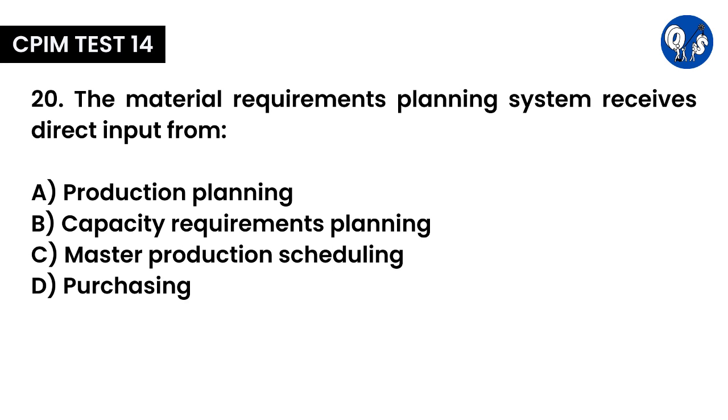Question number 20. The material requirements planning system receives direct input from A. Production planning, B. Capacity requirements planning, C. Master production scheduling, D. Purchasing. The correct answer is C. The master production schedule, once established, is submitted to the MRP system for use in calculating demand for the components.